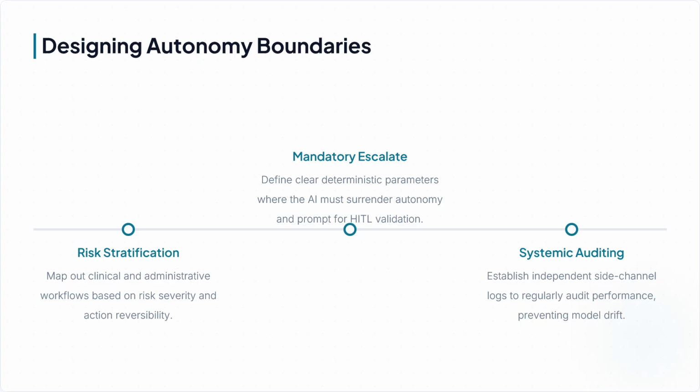Systemic auditing is when you have an independent audit log that is just to look at at regular intervals to see if the system is proceeding as expected, because the human is out of the loop in these particular environments.